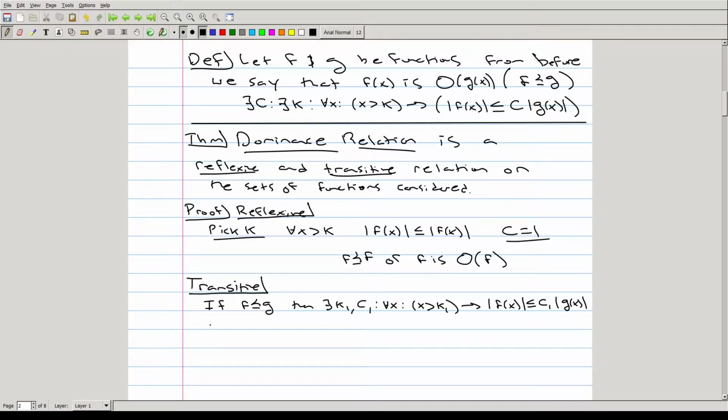And we also assume, and really it should be assumed, that f of x is dominated by g of x, and that g is dominated by some h, in which case there exist constants k2 and c2 such that for all x, if x is greater than k2, then g of x in absolute value is less than or equal to c2 times h of x in absolute value.